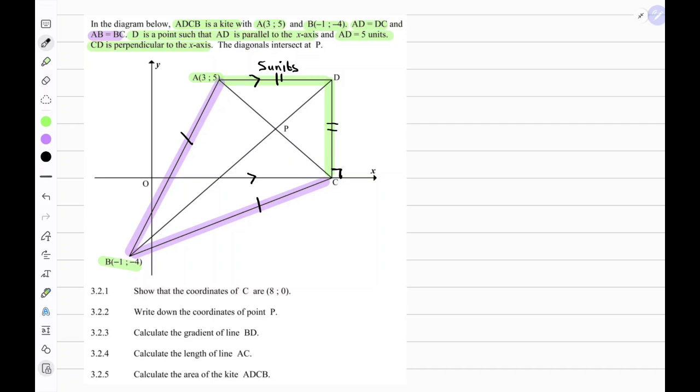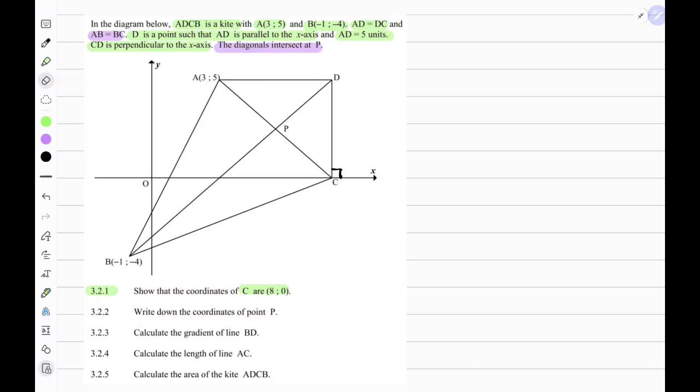Then they say the diagonals intersect at P. I think more correctly put, the long diagonal bisects the short diagonal at point P. So the first question says, show that the coordinates of C are (8, 0).